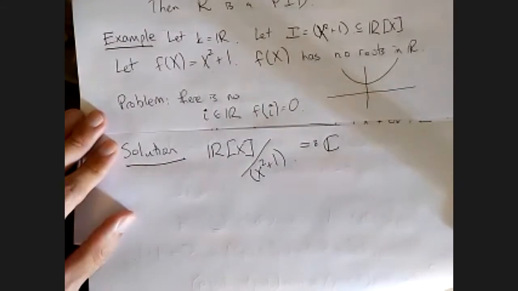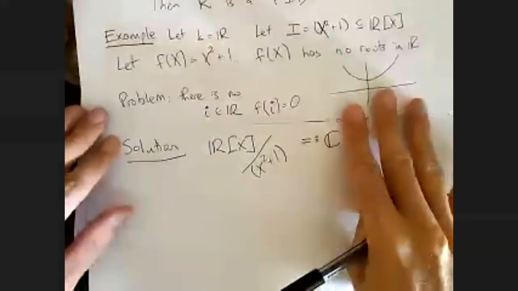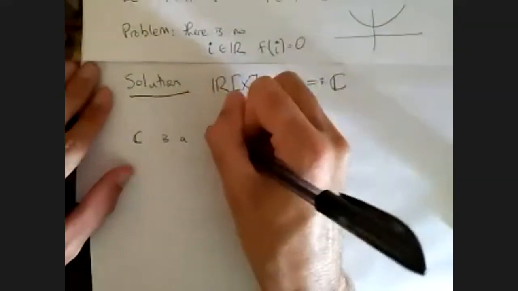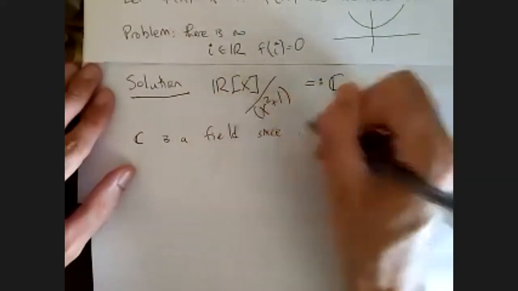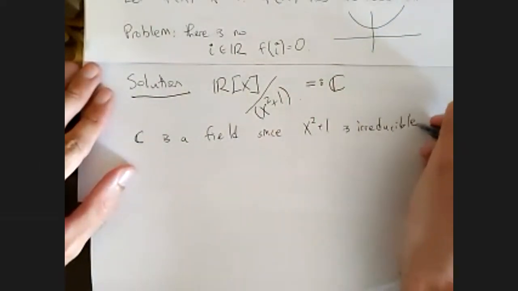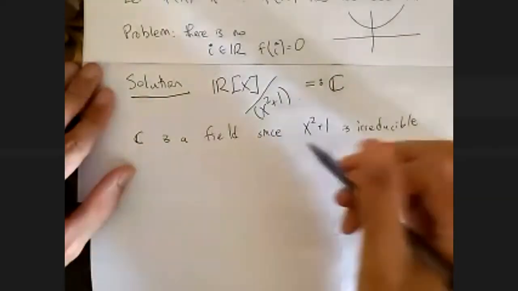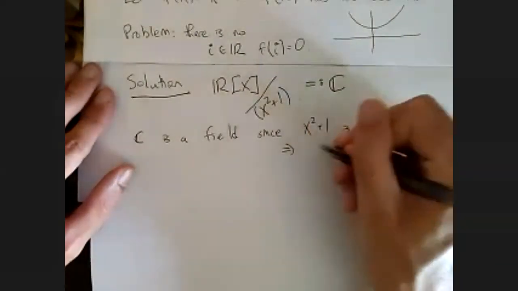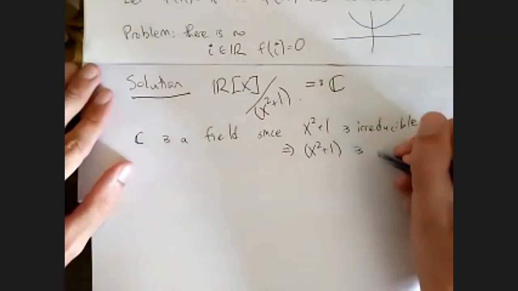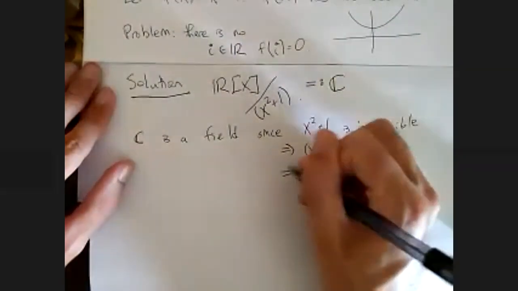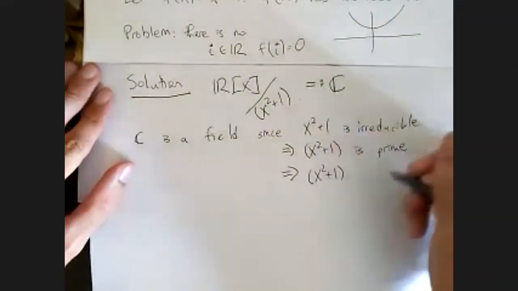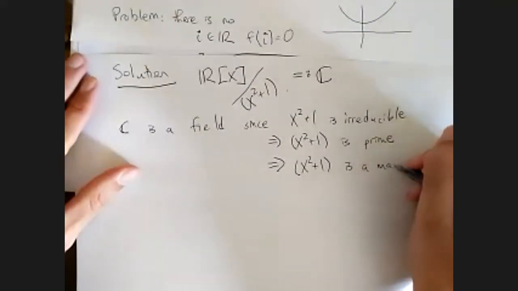So first, why is this a field? C is a field since x squared plus 1 is irreducible. We don't have all the pieces for that yet, but since x squared plus 1 is irreducible, that means this ideal is a prime ideal. And from that, you can deduce that the ideal generated by x squared plus 1 is in fact a maximal ideal.